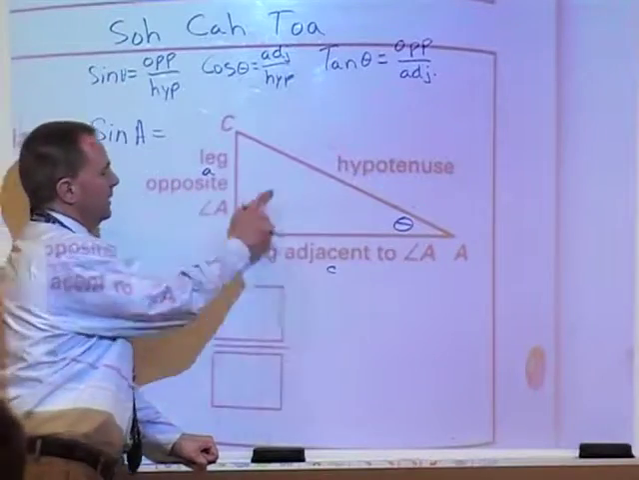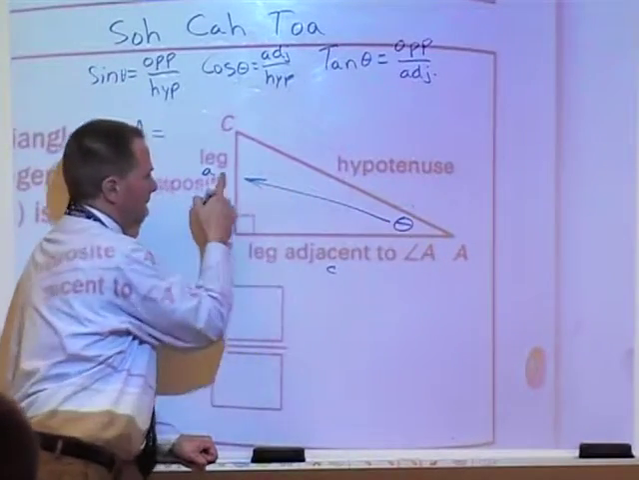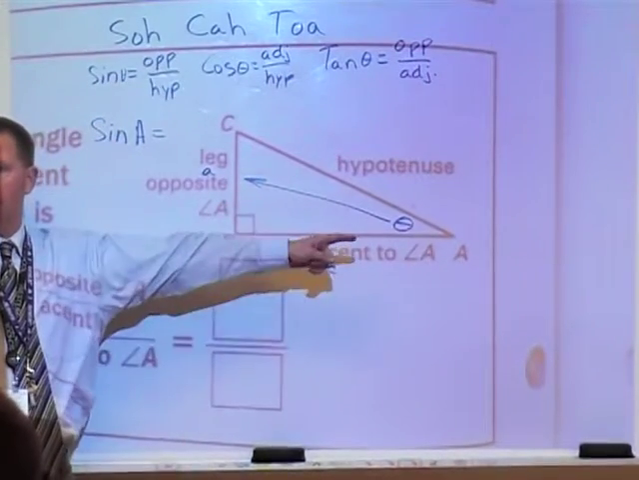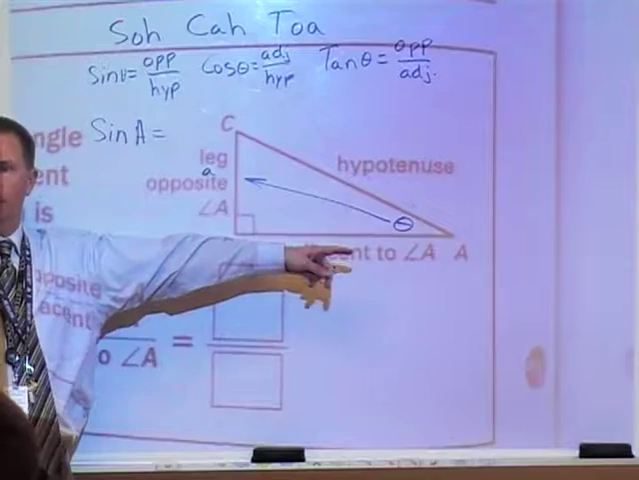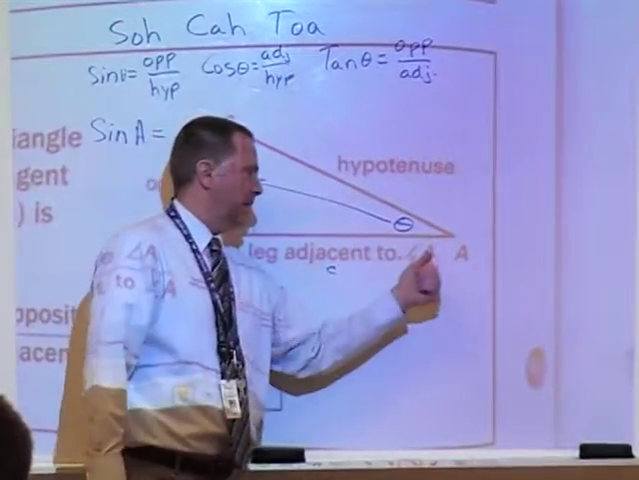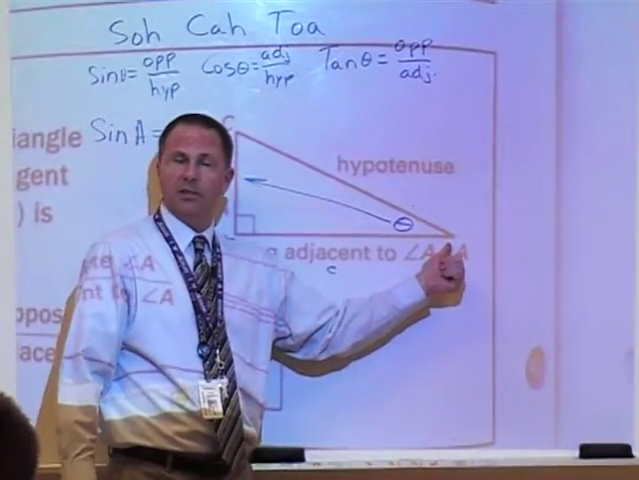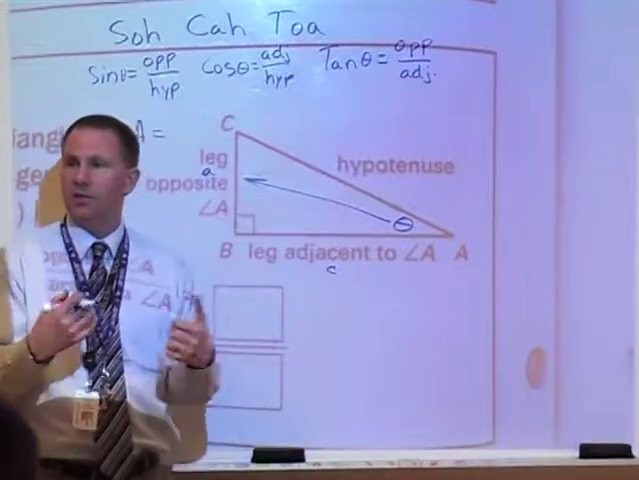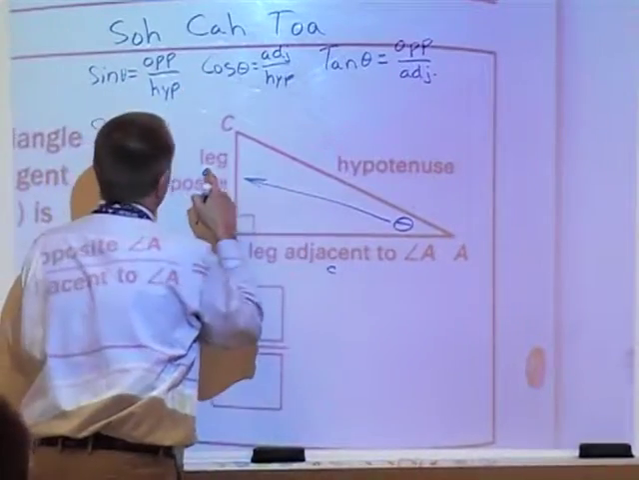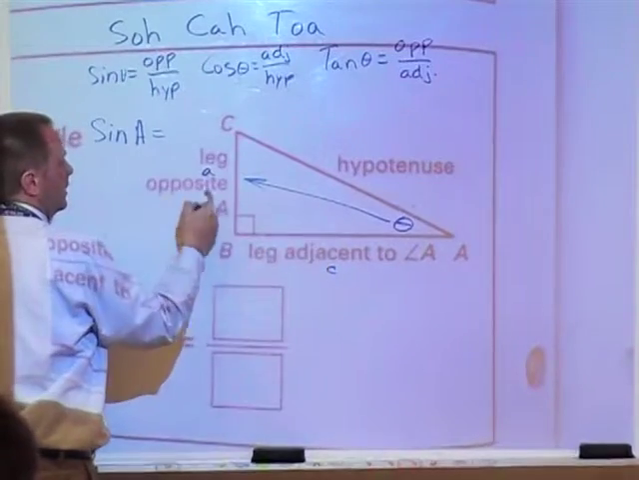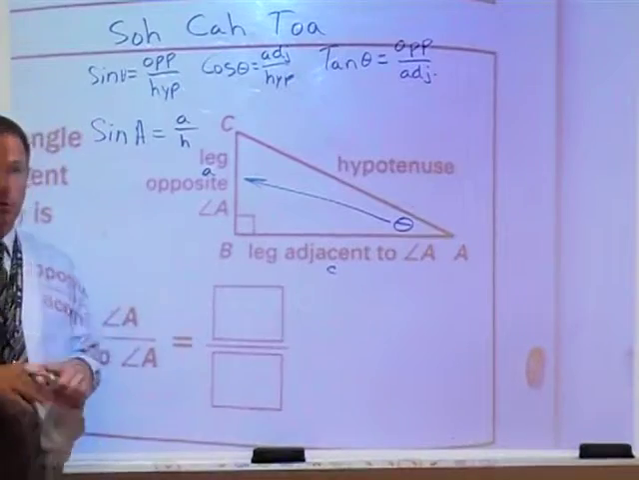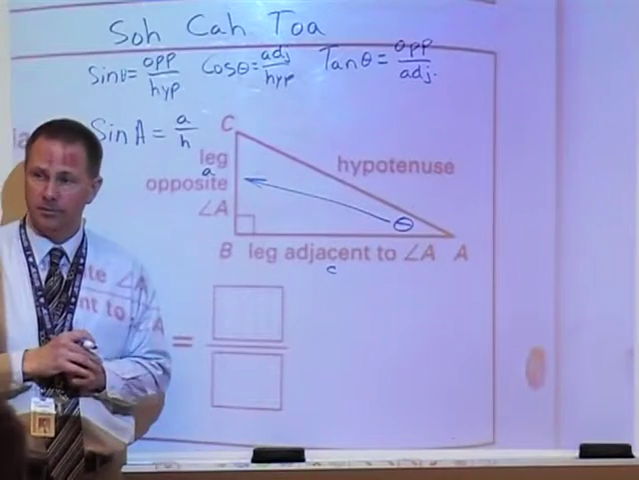So, opposite leg of A. Is this side touching that angle? Is it touching that vertex in any way? No. That's how you know it's opposite. But BA, that's touching that angle, isn't it? That's why we call it adjacent. Adjacent means that it is attached. So, opposite over hypotenuse. So the sine of that angle is going to be A over H. Just positions, that's all we're worried about right now. Got it?